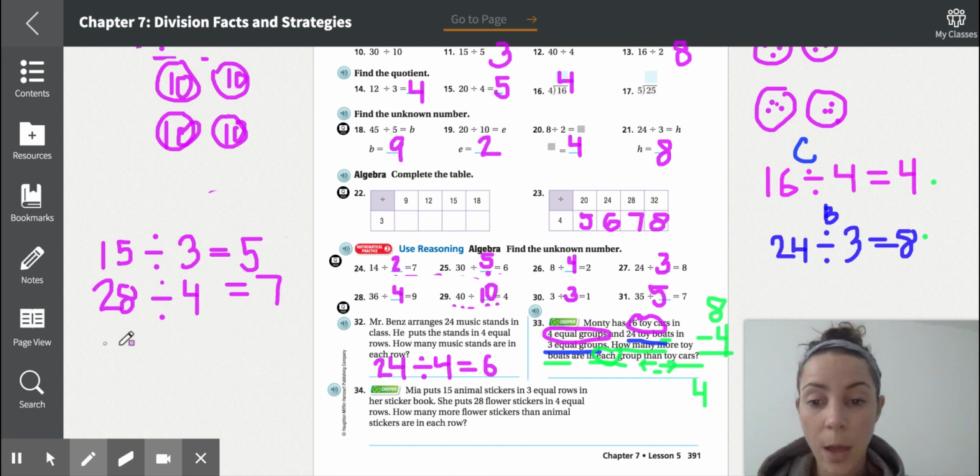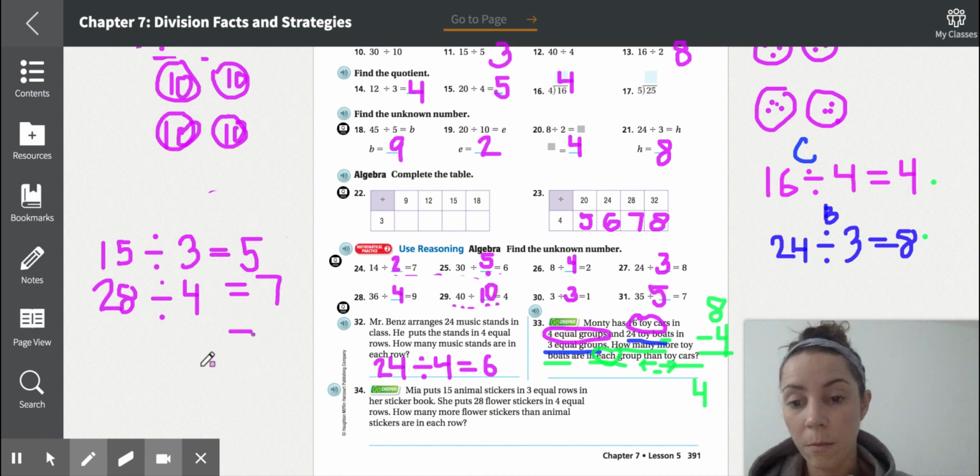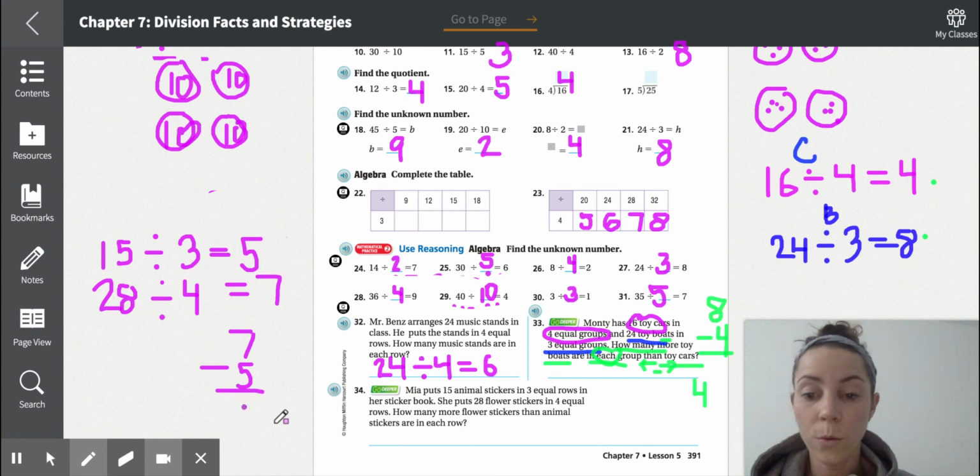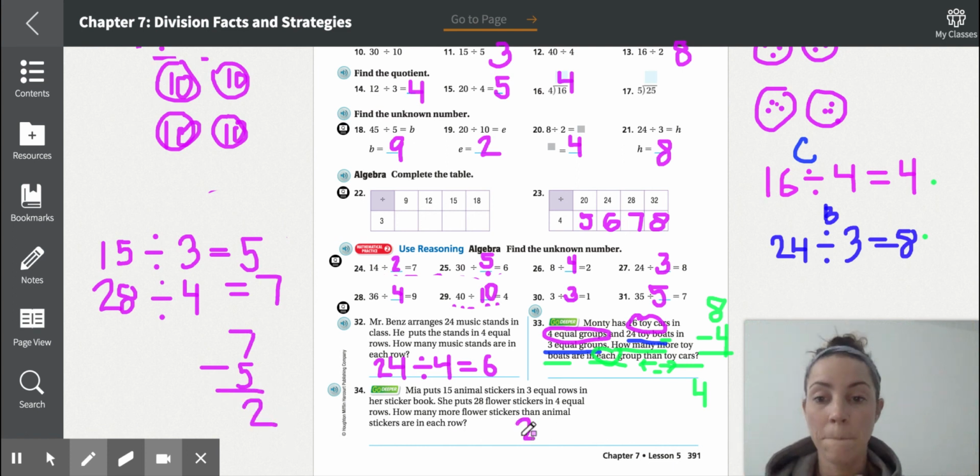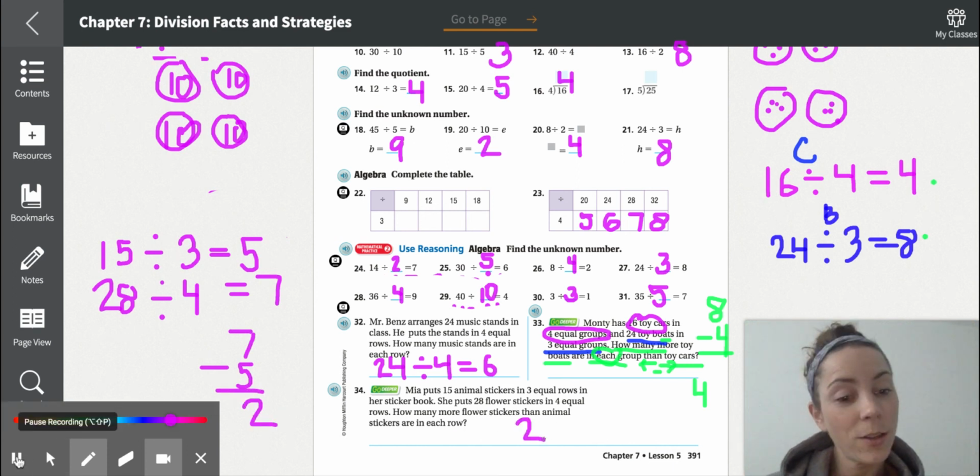And then it says how many more. So now I'm going to take these two answers and subtract them. The bigger number has to go on top though. 7 minus 5 equals 2. So if you got 2, very good. Okay, last page. I'm going to stop this video and you can watch the other video for the last page.